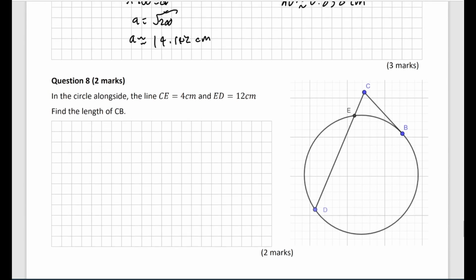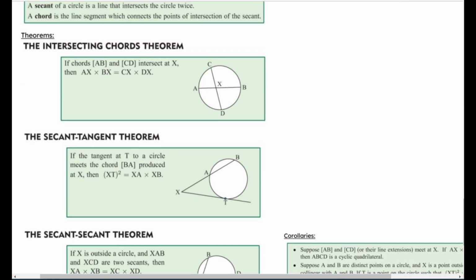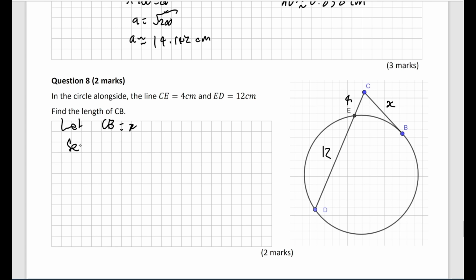All right, in the circle alongside, CE equals 4 and ED equals 12. We want to find the length of CB. Let's just call it X. So let CB equal X. And then this theorem that we have, we're basically going to be using the secant tangent theorem. So the length squared equals the other two lengths times together. So secant tangent theorem says x squared equals 4 times by the whole length across there, which is 16.